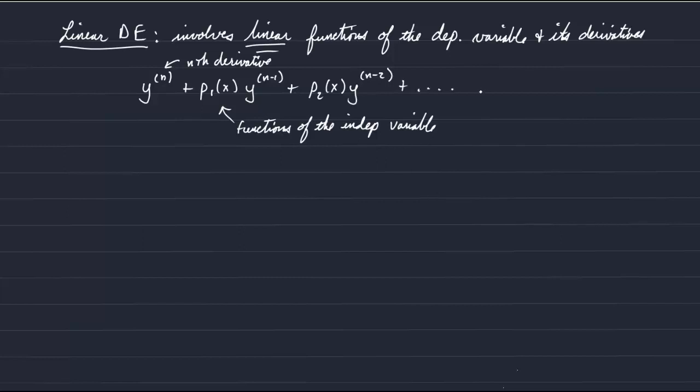And all the way down to the nth coefficient on the 0th derivative of y, which is just y. And that's all equal to a function that's independent of y, and only a function of x, for example.